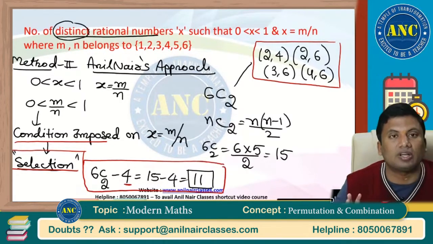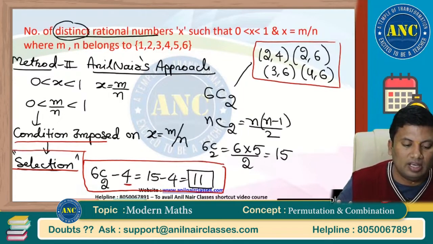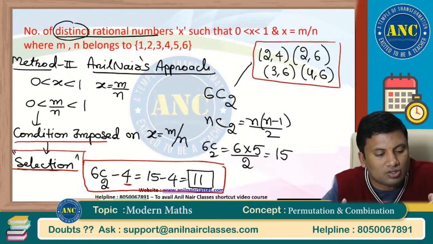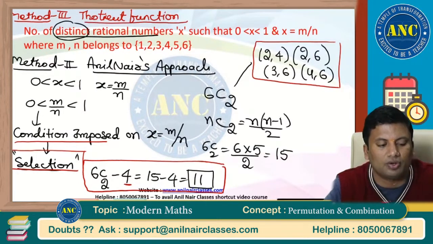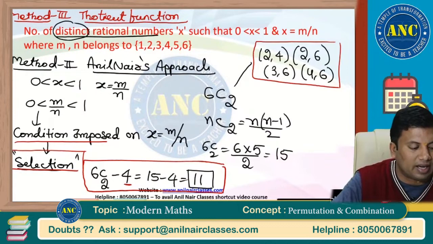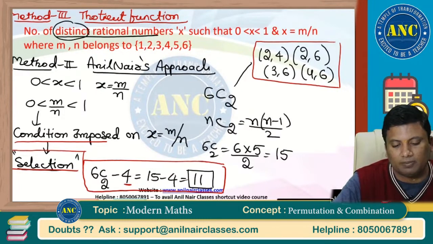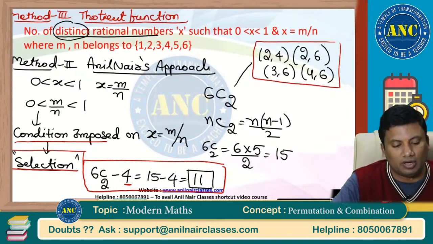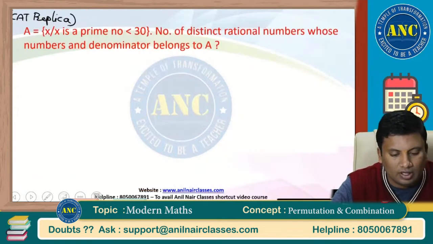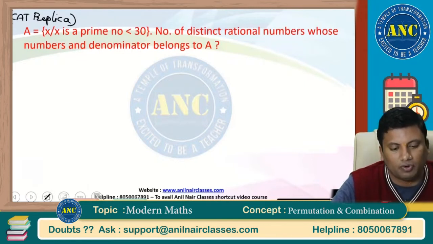Kindly reply in the live chat if this method is clear to you. There is also one more method, the quotient method, which I will discuss a little later because I have to give an introduction to the quotient function and it is a little time consuming. By using the quotient function also you can solve this problem. Is the idea clear? 6C2 minus 4. Next one.